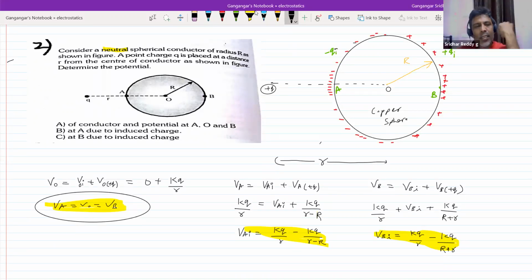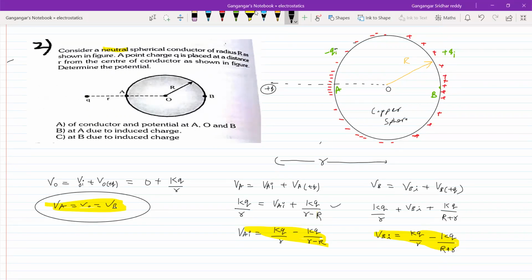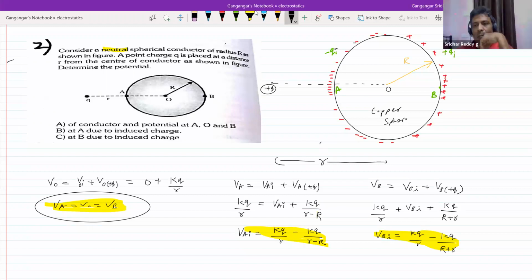Yes, anybody? Sir, it is KQ by smaller r is equal to... Where? This one? Second equation? Right side, sir. Here? Okay, that one, I'll check it. Potential at B is what? KQ by smaller r plus VBI, this will be KQ by smaller r plus capital R.